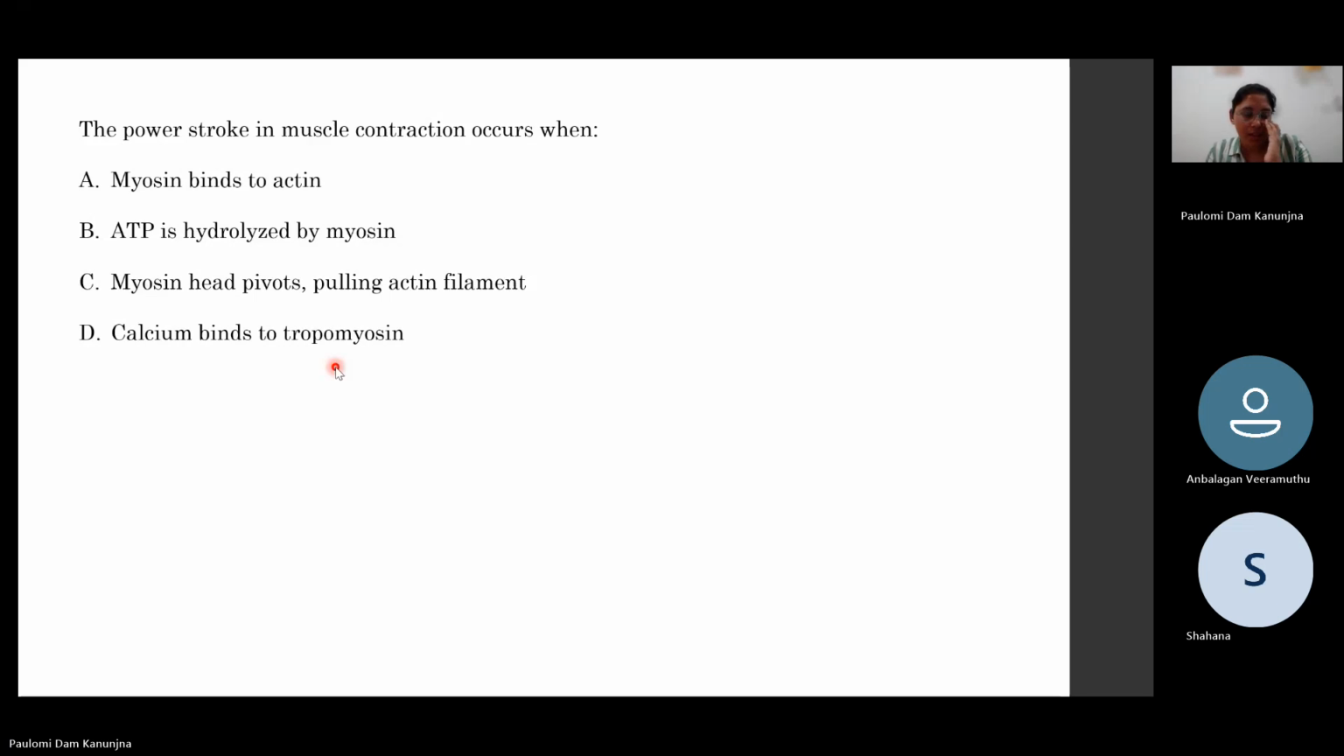Anyone else? Okay, 1 minute over. So it's the same thing, the sliding filament theory or contraction. When that contraction is taking place, it's called the power stroke. So your myosin head pivoting and pulling the actin filament is called the power stroke.